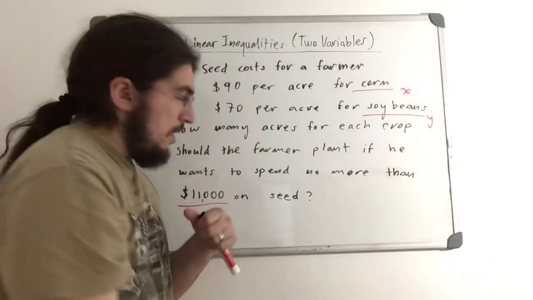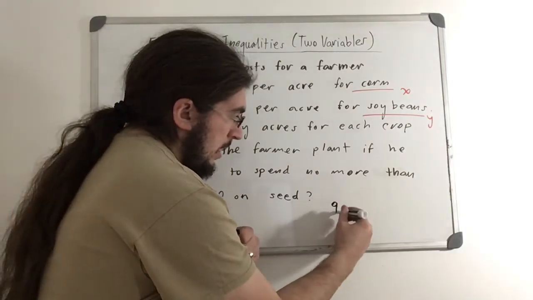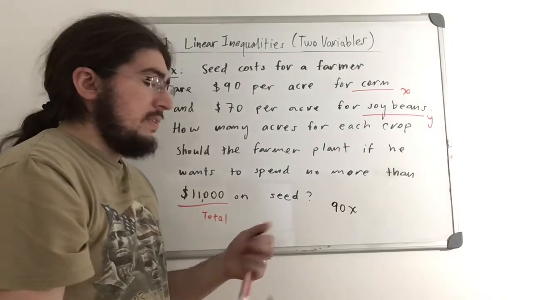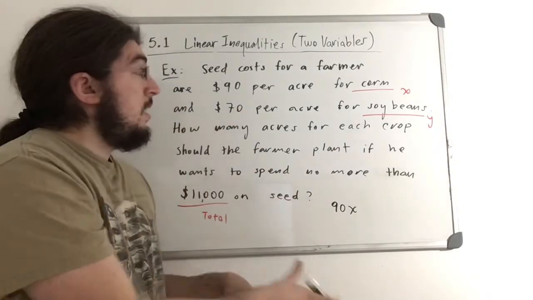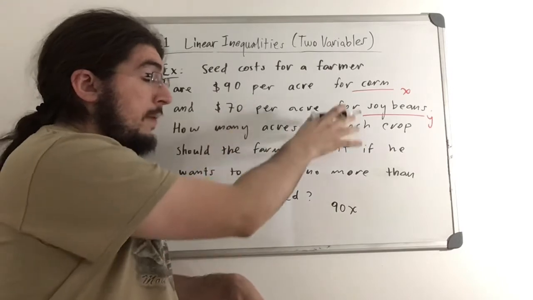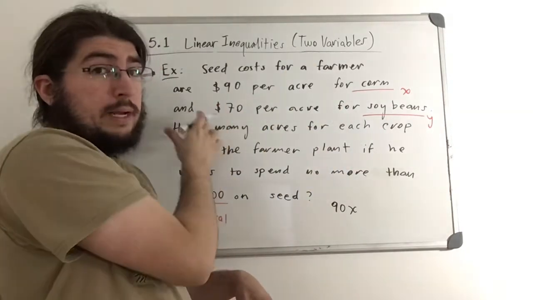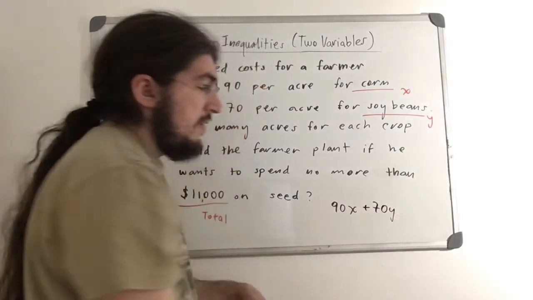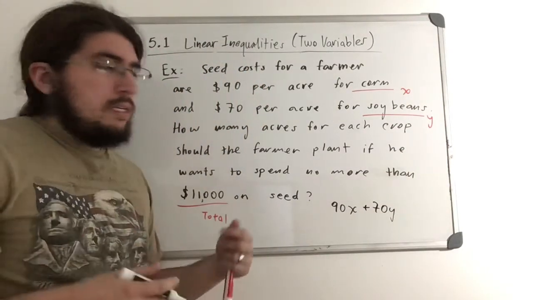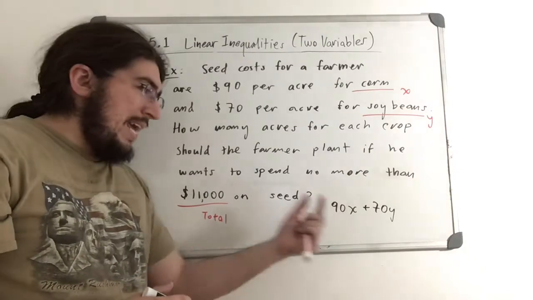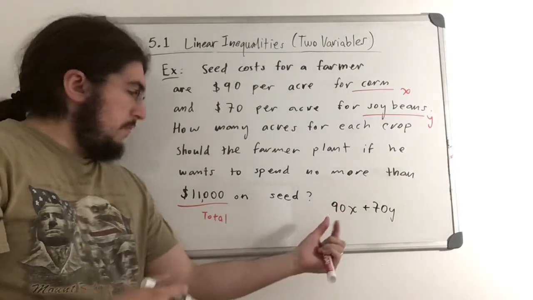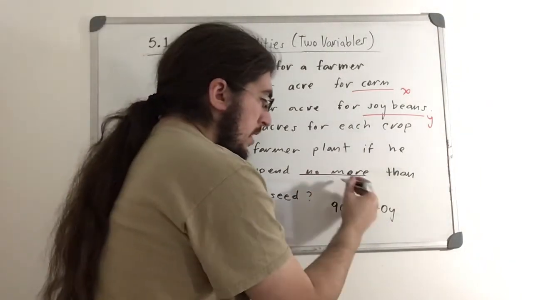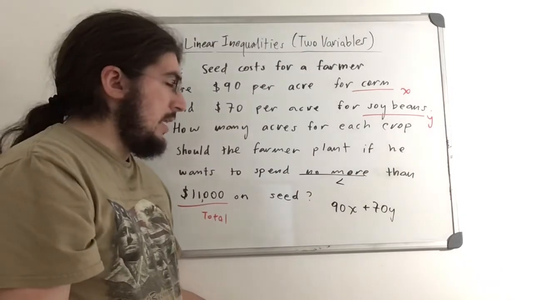It's weird to say that out loud, but the answer is 90x. $90 times however many acres of corn you're buying. Again, sounds funny, but that's what it is. And similarly for soybeans, it's going to be the amount of acres multiplied by its cost per acre, which is 70y. So 90x plus 70y is the total amount we'll be spending depending on what x and y are equal to. And we want this total amount to be less than 11,000 because it says no more than. No more than implies less than.